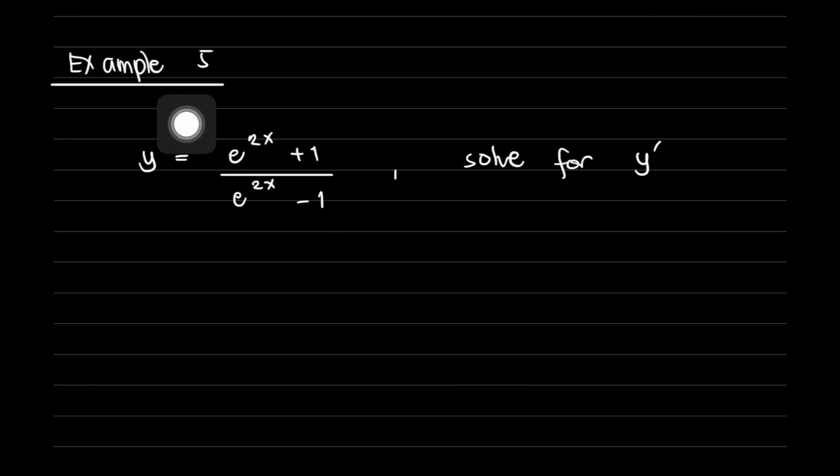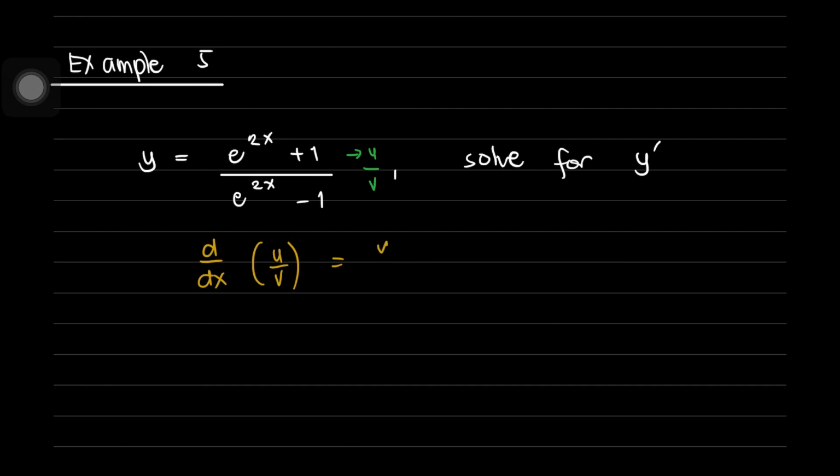For example number 5, we are given y equals e raised to 2x plus 1 all over e raised to 2x minus 1, and we're going to solve for y prime. Now, the given function in here is in the form of u over v, or it is a quotient function. Now, the formula for the derivative of u over v is equal to, right? So the formula, if we're going to recall, is v du over dx minus u dv over dx all over v squared.